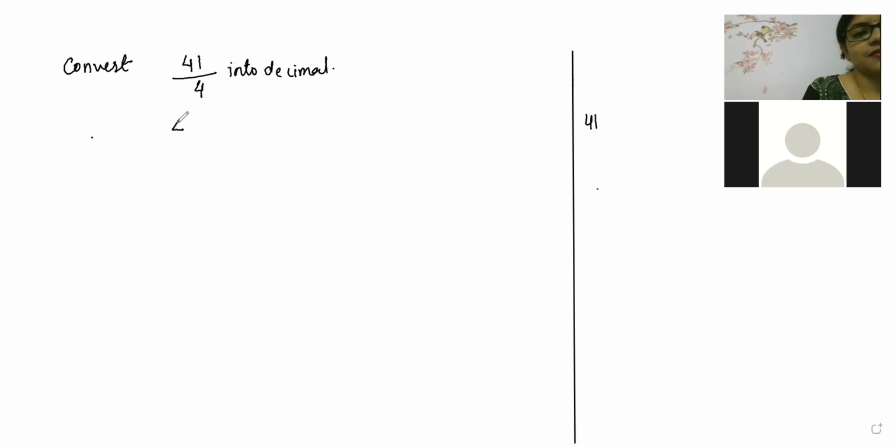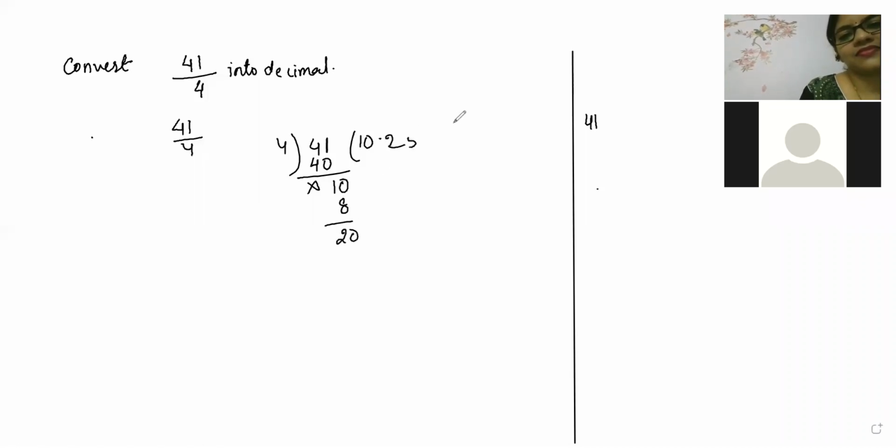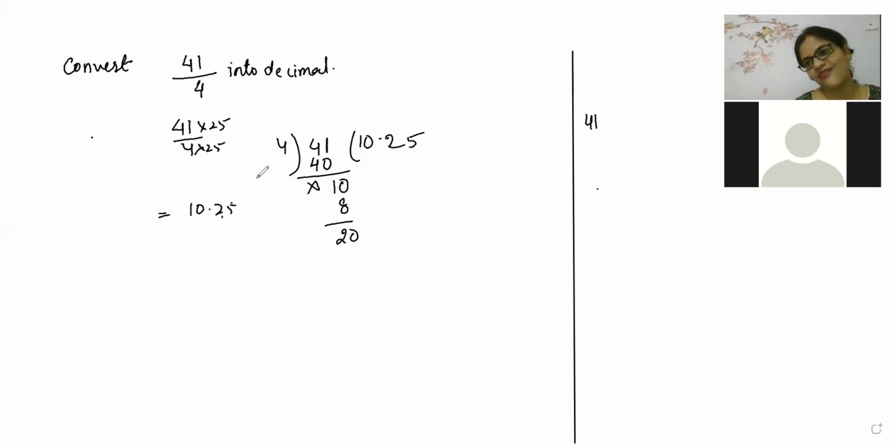41 by 4. Long division method. Easiest one: or we will multiply it with 25. It will come 10.25, directly writing. Correct. But time went. The person who solved first, second and third saved so much time. You think they typed fast, they solved fast.